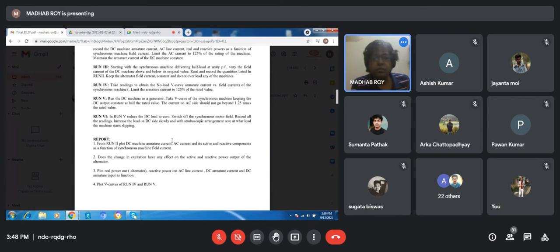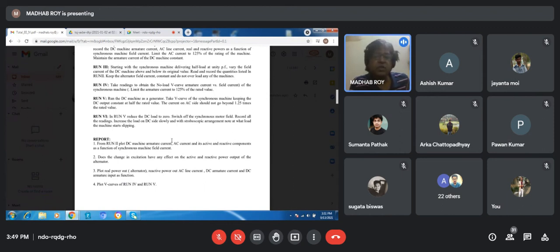DC load to 0. Hey, what are you saying? Sir, DC generator at no load, I think. Sir, earlier we were operating at half load, but now we should run it at no load. I think so, that means DC load to 0, DC machine current to 0. Yes, sir, right. So again reduce the DC machine current to 0.